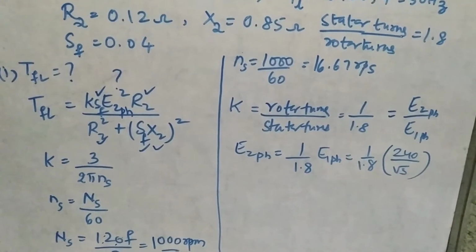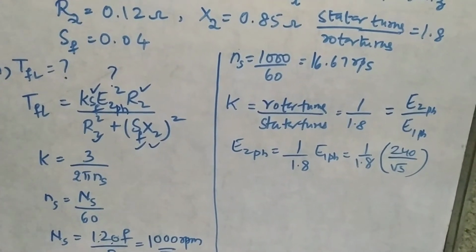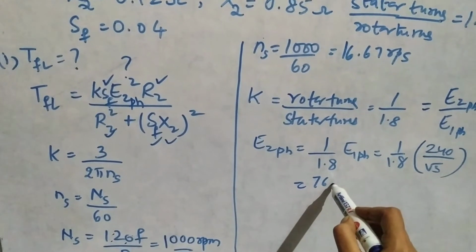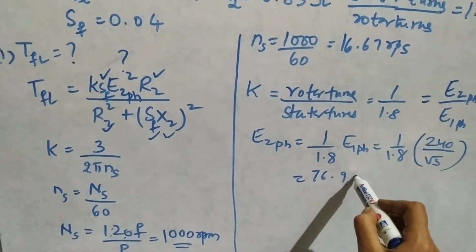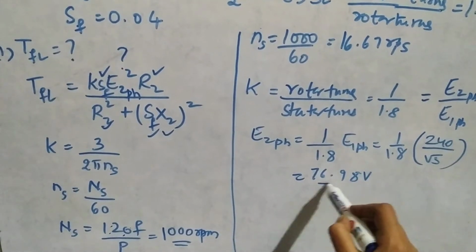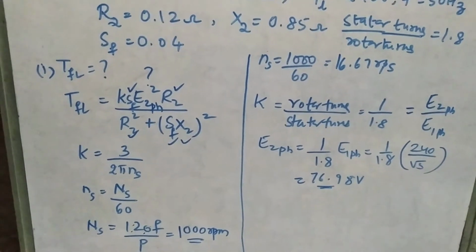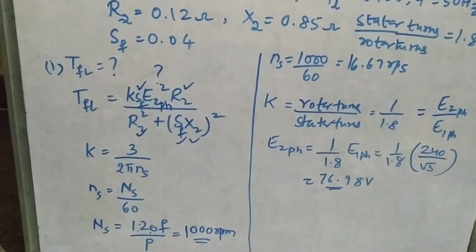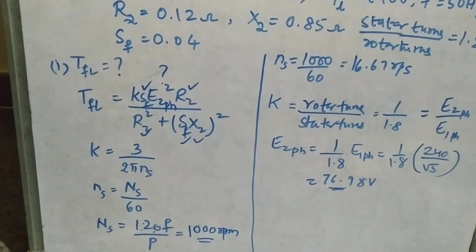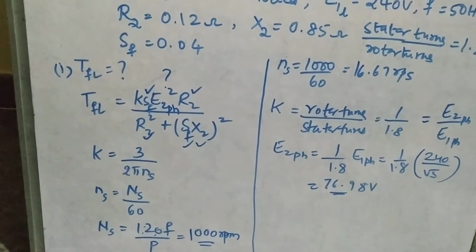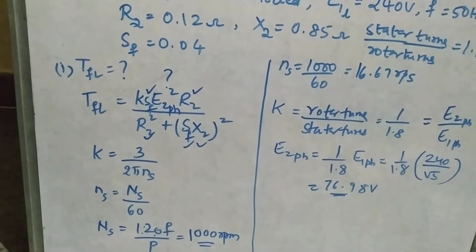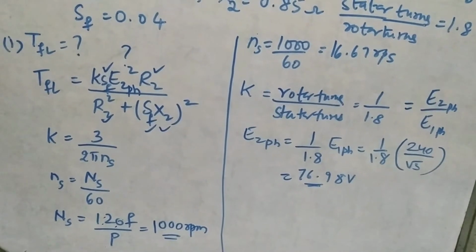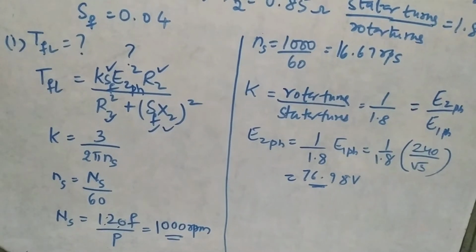So E2 phase, when you solve, you'll get around 76.98 volts. So that is E2 phase. After solving this, now you have to find out the full load torque. Substitute these values and find out the full load torque.